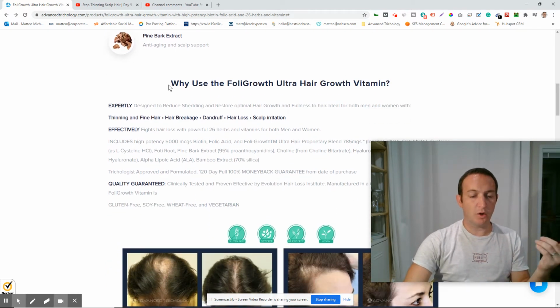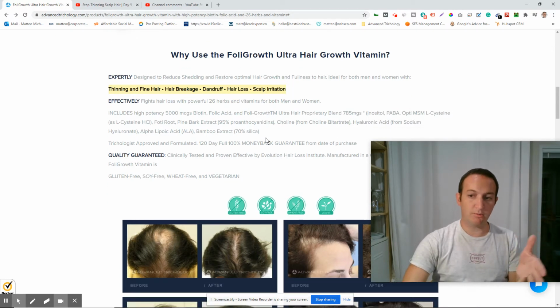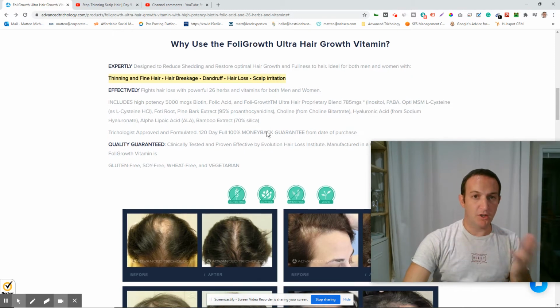If you look, why use the Fully Growth? Well, if you have thinning and fine hair, hair breakage, dandruff, hair loss, or scalp irritation. Boom. That would be, in my opinion, the product for you.